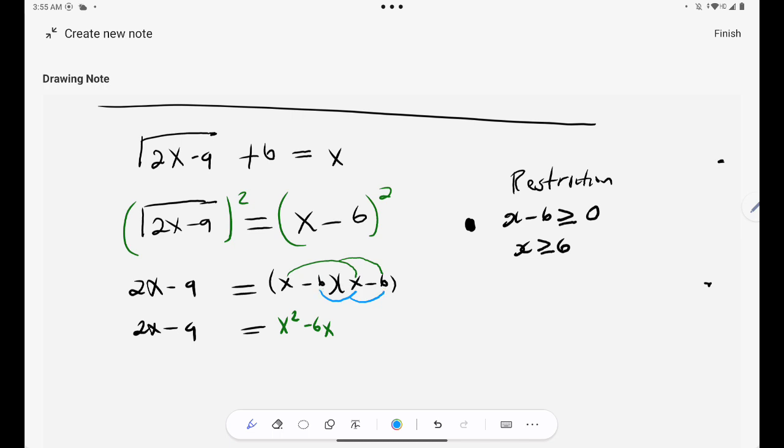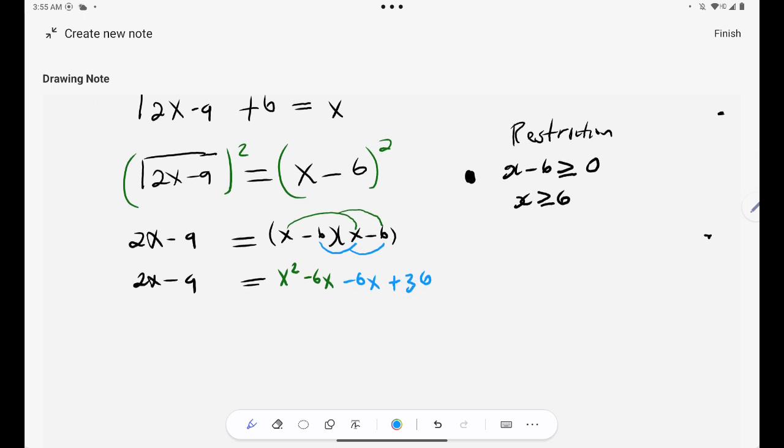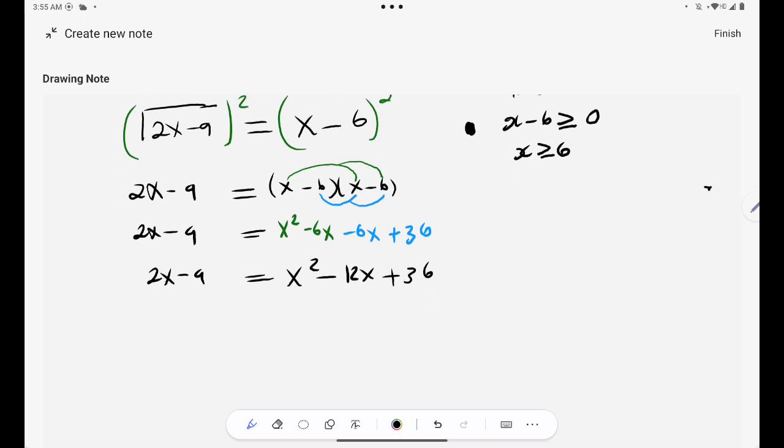So minus 6 times x is minus 6x, and negative 6 times negative 6 is positive 36. Are you together? And then I still have 2x minus 9. I have x squared minus 6x, not minus 6x rather, now it's negative 12x plus 36. Are you together? I don't have brackets, I don't have fractions, I don't have surds.